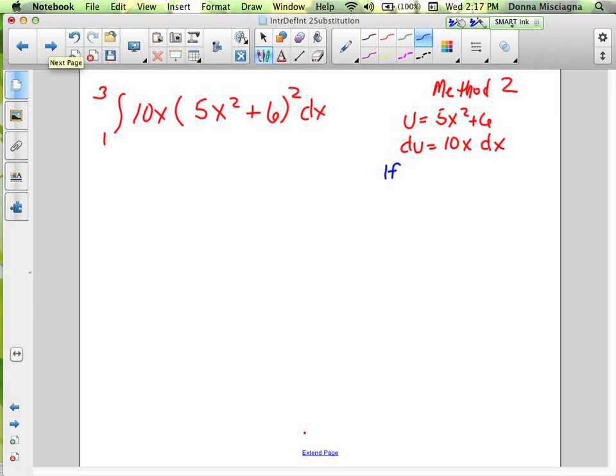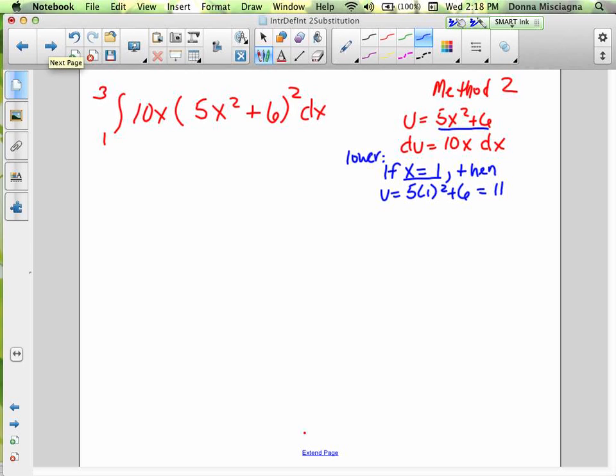So we'll do the lower first. This is the lower limit of integration. If x equals 1, then u equals, I'm going to simply plug this in for the u, right? So then u would be 5 times 1 squared plus 6. So we're calculating a new limit of integration using the old limit, but plugging it in for what u stands for. So 5 times 1 squared is just 5, and 5 plus 6 is 11.